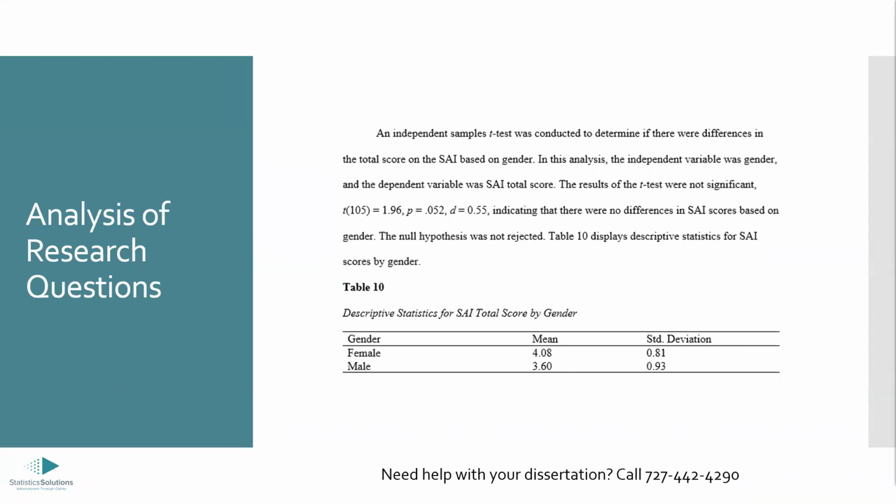And then you may display any other statistics relevant to the analysis. So for something like a t-test where you're comparing groups, you might display the means and the standard deviations of the groups that you're comparing.